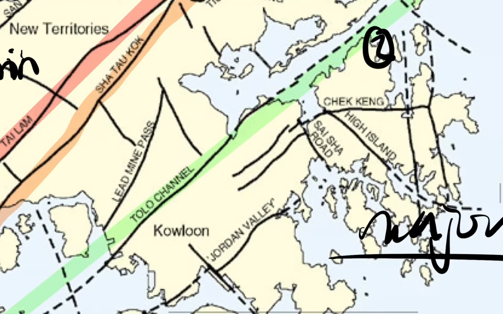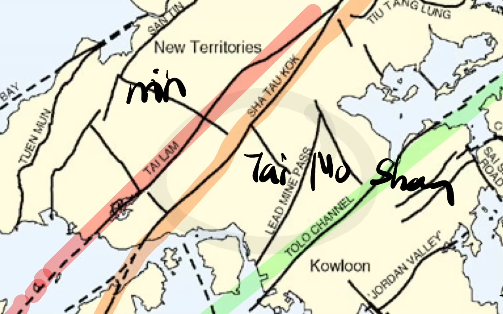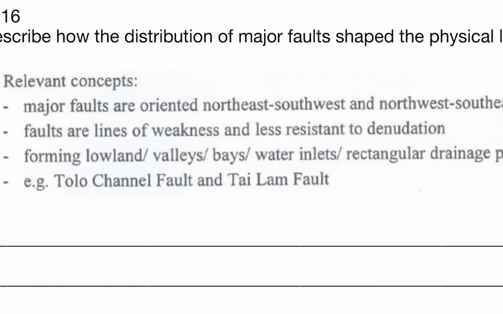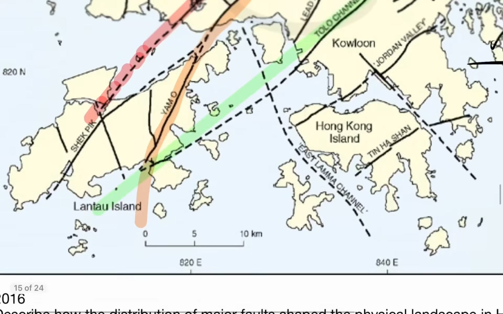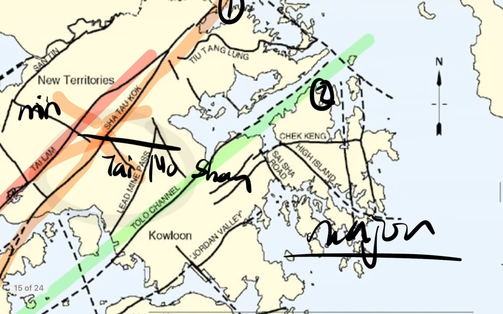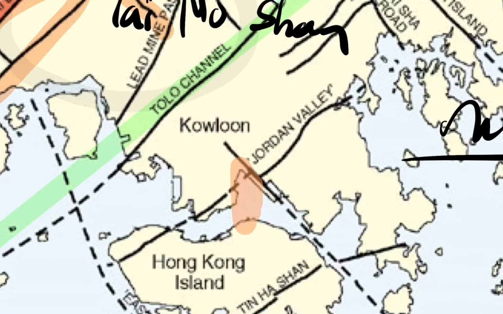You can see that Ch.8 is along the what? This is Tolo Harbour. When you see Tolo Harbour, it has a bay with a rectangular drainage system, 即係正方形. After that, you can see the faulting systems are leading to valleys. You can see the valley.